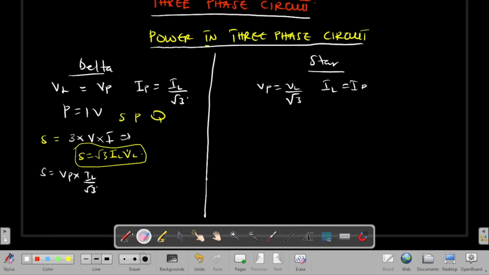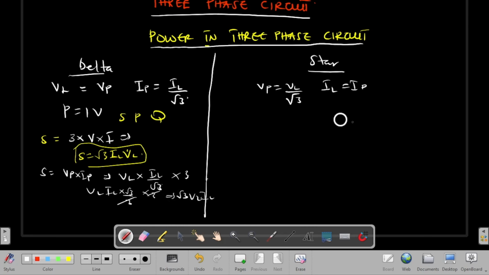Let me rather make it systematic. I have VP times IP, that gives me a single-phase power, right? Here you know that my VP is the same as my VL, so VL times my IP, which is the same as my IL over root 3. This is for a single phase; you multiply it by 3. Now I'm going to get VL IL, remember this becomes root 3 over 3. Then when I multiply by 3, the 3s cancel, giving me root 3 VL IL.